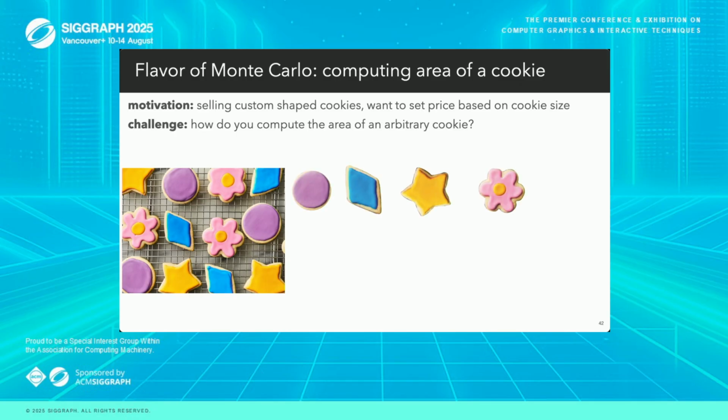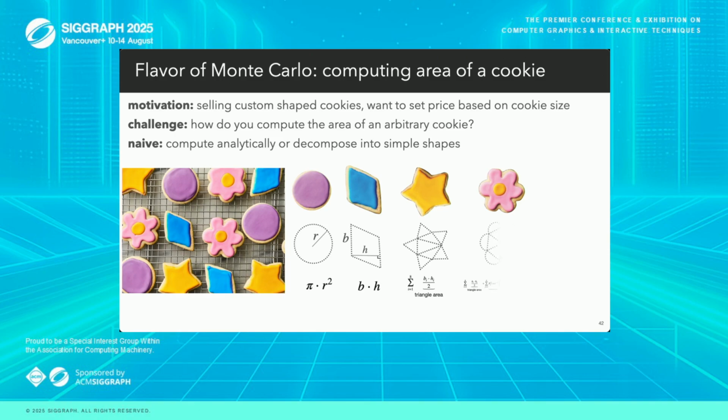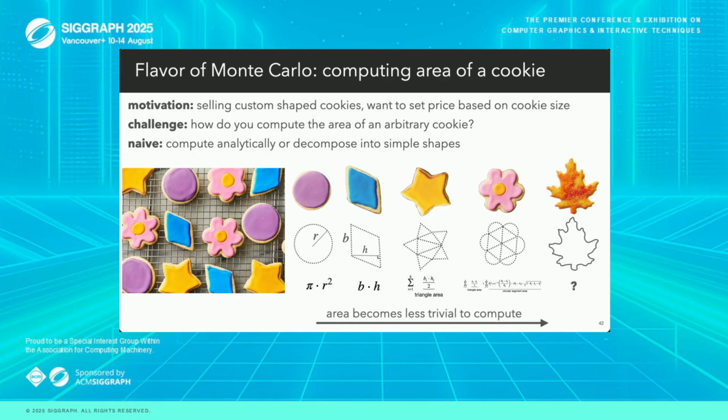Now, the problem is that to do any of these, we want to figure out the area of each one of these arbitrarily shaped cookies. And computing the area becomes harder and harder the more complex the shape of the cookies. In some cases, we may be able to do this analytically, but as the shape becomes more and more complex, analytical solutions will quickly become impossible, okay? So you can try to use Monte Carlo, or some flavor of a Monte Carlo experiment, to approximate this area.